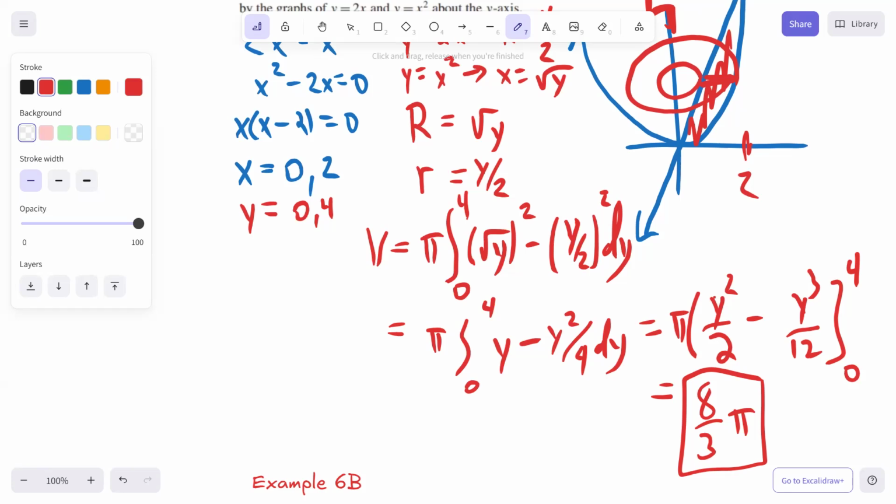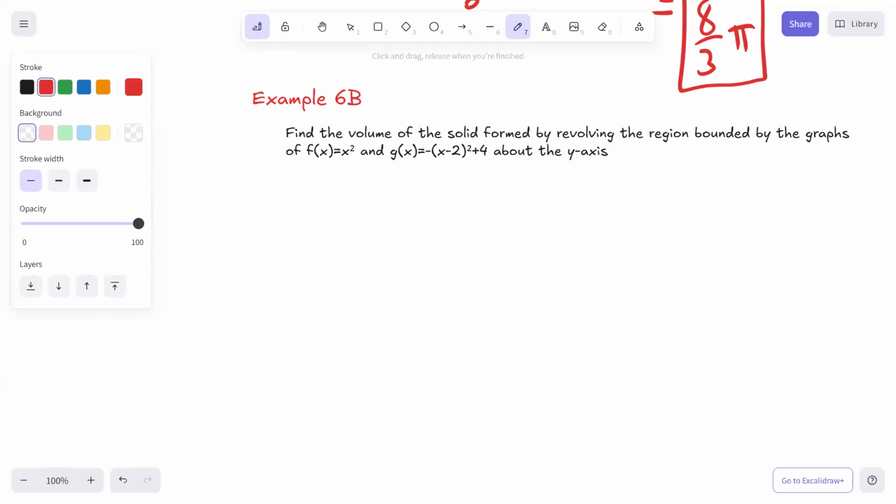All right, let's look at another example. In this example, we're going to do the graphs of f of x equals x squared and g of x equals negative quantity x minus 2 squared plus 4. And we're going to revolve the region about the y-axis. I'll show you how to do this on Desmos, and again, what to write in order to show sufficient work.